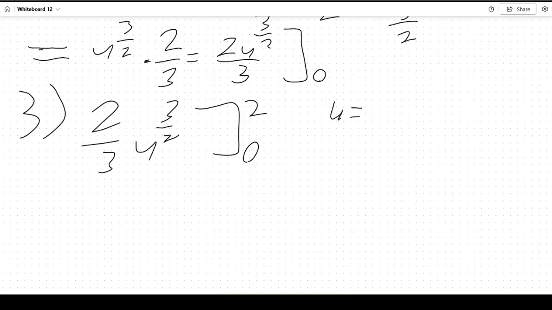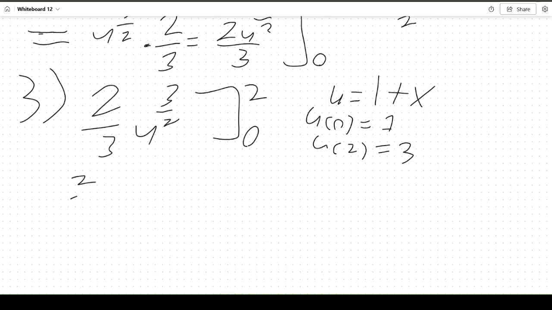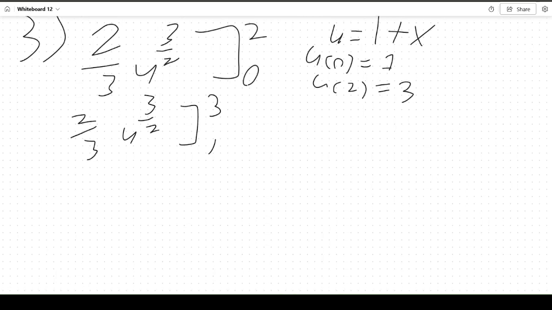We have 2 over 3 u to the power of 3 over 2 from 0 to 2. We have to plug in our limits to u. So u was originally 1 plus x. Now we plug in these two. For 0, 1 plus 0 will be 1. And we plug in 2 for x, 1 plus 2 equals 3. So our new limits would be 1 and 3. Now it's time to plug it in.